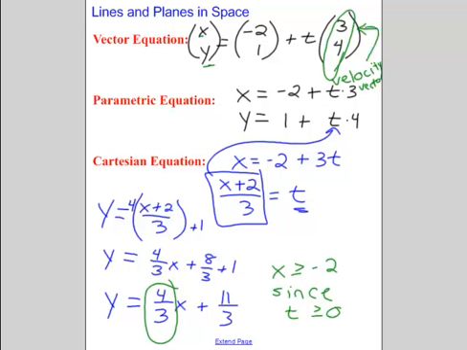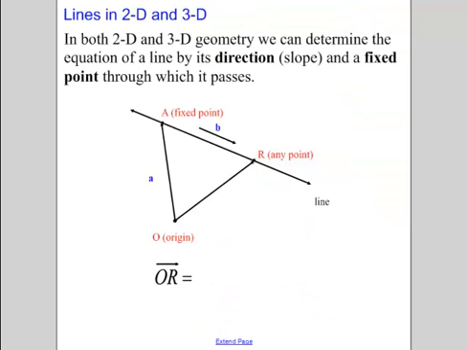I keep running out of space. That's what that is. That's our velocity vector. So if we are looking at 2 dimensions and 3-dimensional lines, we can look at, in 2 dimensions, the slope, the direction, based on a fixed point. So we'll start by looking at the 2-dimensional ones, and then we'll look a little bit more 3-dimensionally.